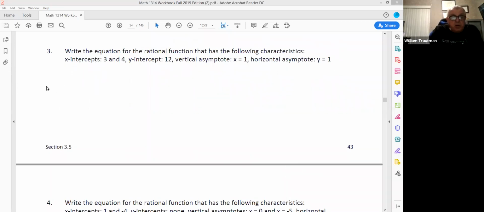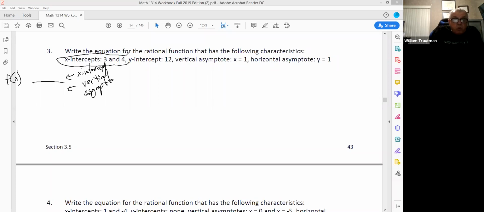Okay, so once again, we're going to write a rational function. The top deals with the X-intercepts. The bottom deals with the asymptotes. I'm going to erase that. The bottom deals with the vertical asymptotes. So the X-intercepts are 3 and 4.